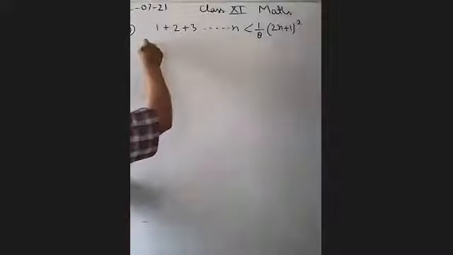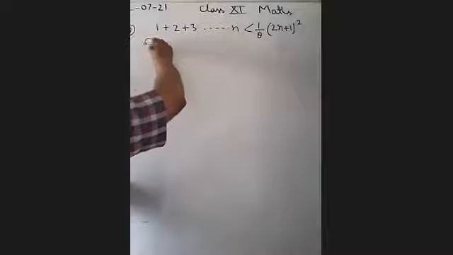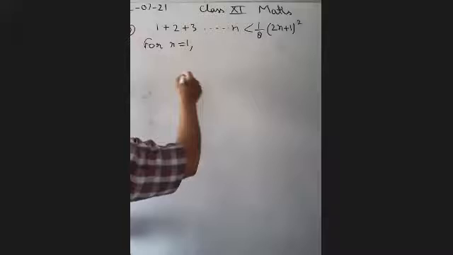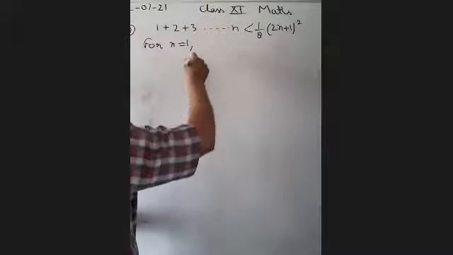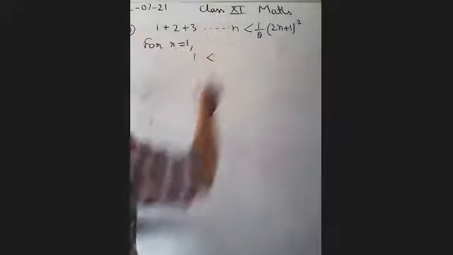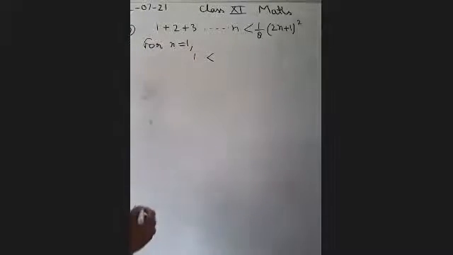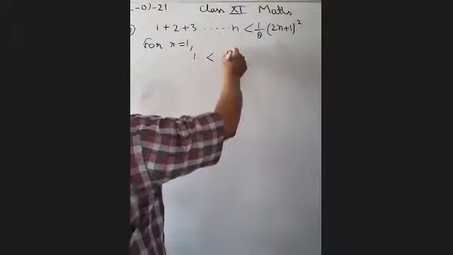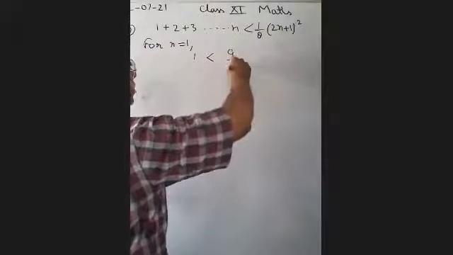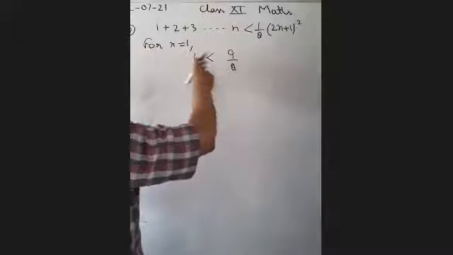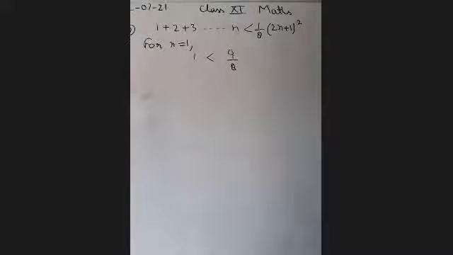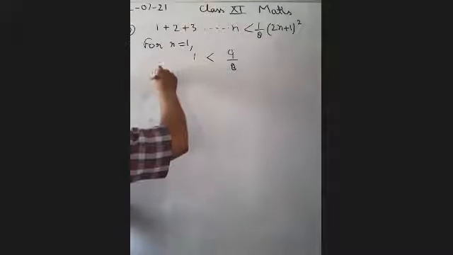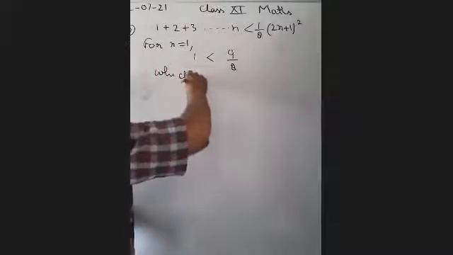For n equal to 1, if we check, n equal to 1 means the sum of one term, that will be equal to 1 on the left hand side. Or if we put n is equal to 1 in the right side, we will get 2 plus 1 यानी कि 3, square of 3, 9 upon 8. So 9 upon 8, ठीक है, 1 is less than 9 upon 8 because it is greater than 1. So which is true.